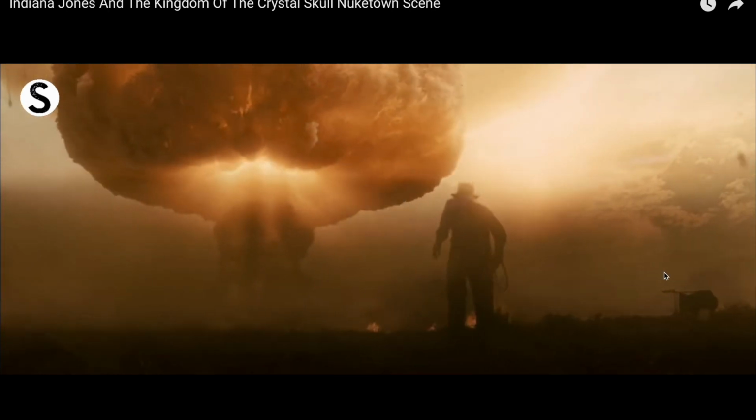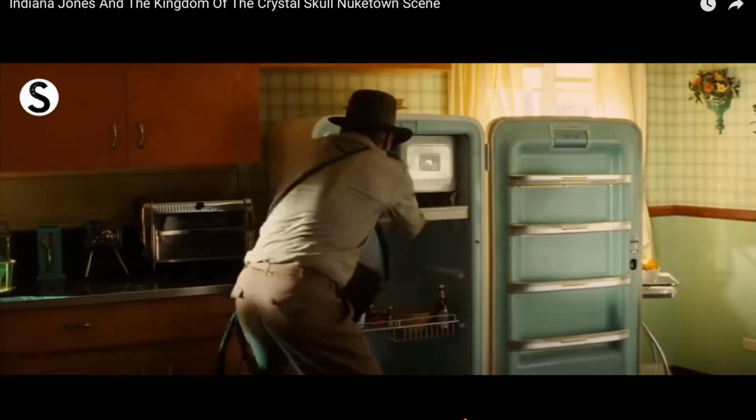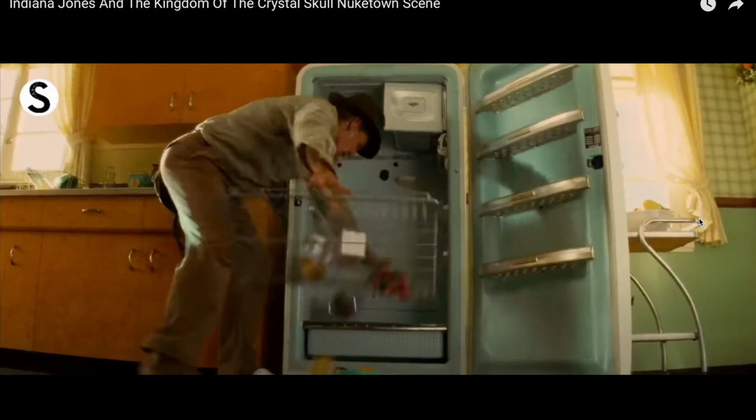Okay, there you go. What do you think went wrong in this one? I think it's pretty obvious, but of course I would. I'm a physics teacher. So, taking a look at this, he decides that in order to survive a nuclear bomb, he's going to go into a fridge. And that's just ridiculous. Take a look at this fridge. Do you see any padding in that fridge? You should know this by now.